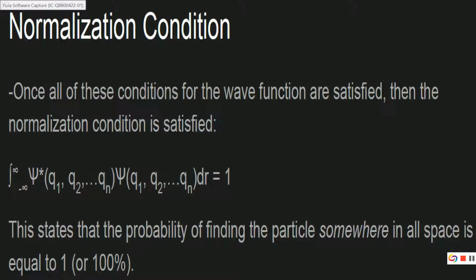Once all those conditions for the wave function are satisfied, then the normalization condition is satisfied. So the integral from negative infinity to infinity of that function is equal to 1, which basically states that in all of space, the probability of finding the particle you're looking for is 100%.